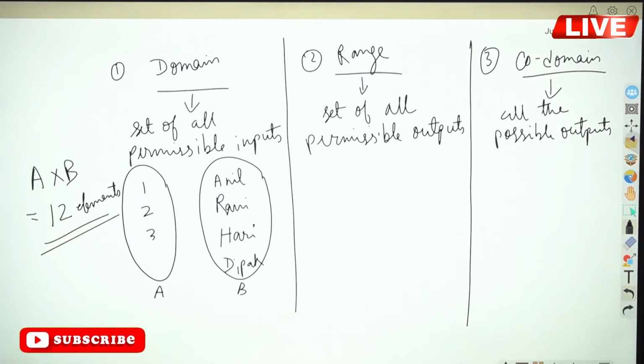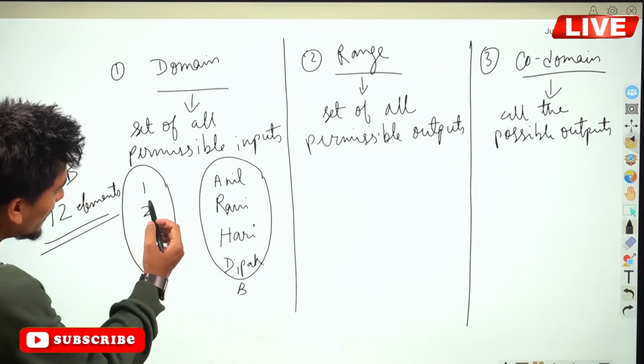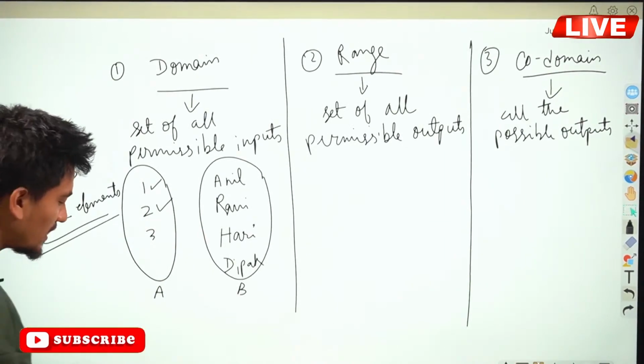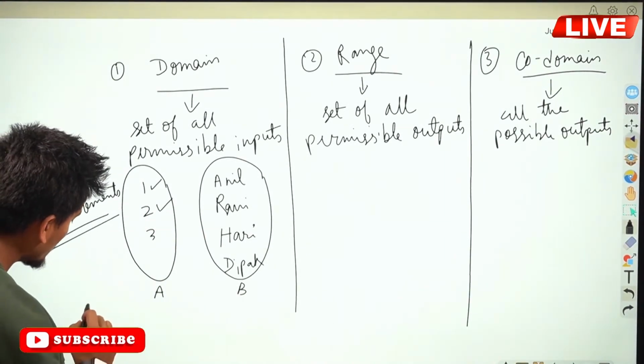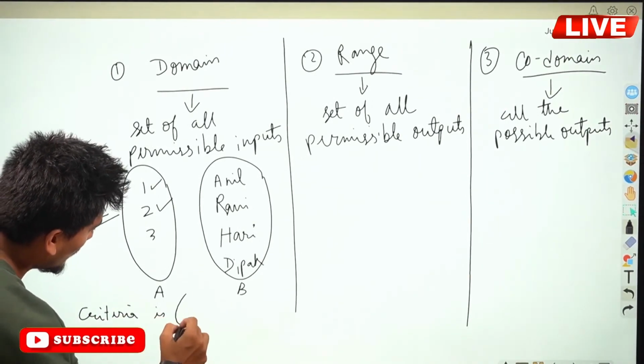Okay. Now, what is the domain? Domain means the input. What criteria are we using? Say for example, we are only using 1 and 2. Okay. That means the criteria, suppose the criteria is 1, 2.